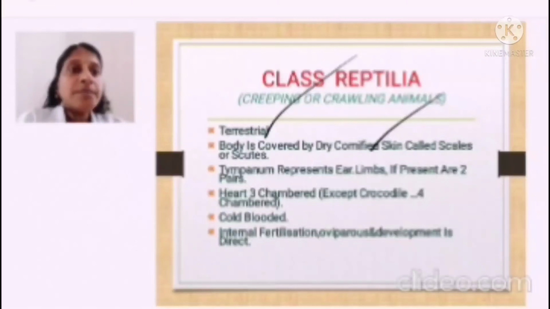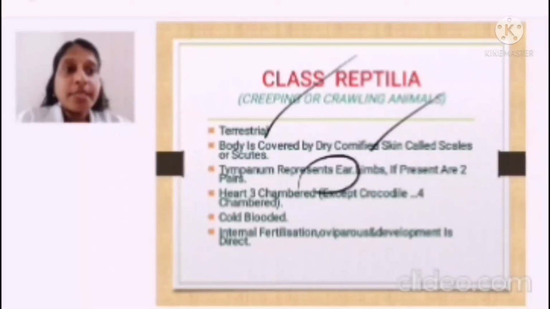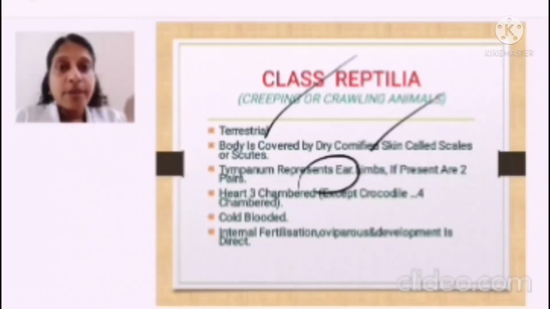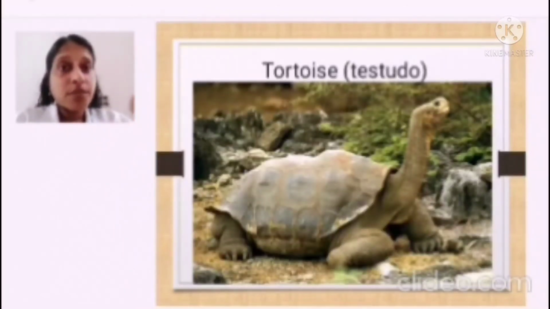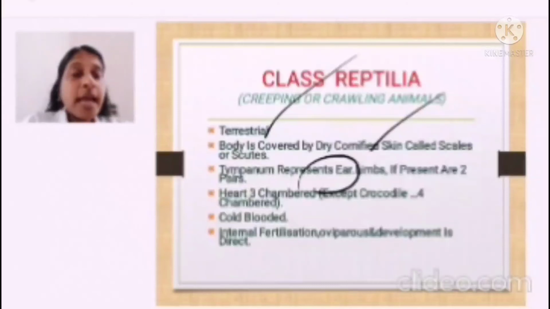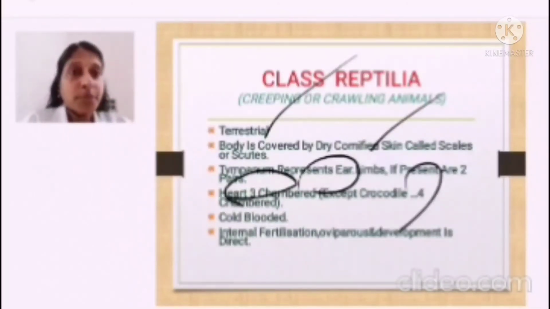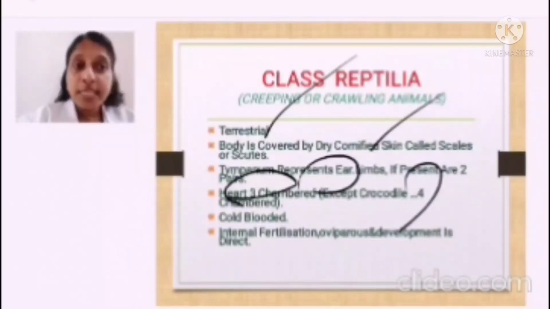Okay, then tympanum represents the ear. So ears are like tympanum, membranous ears will be present, which are not that visible like ears, we cannot see them. And the heart is usually 3 chambered, excepting crocodile. How many chambers of heart are there? A 4 chambered heart is there, that is an exception.